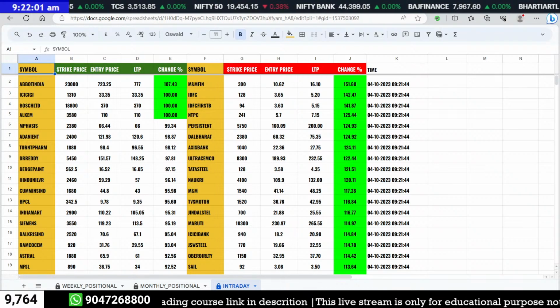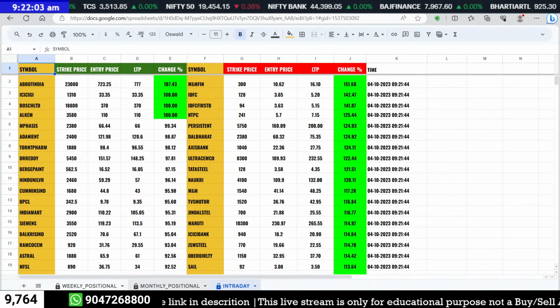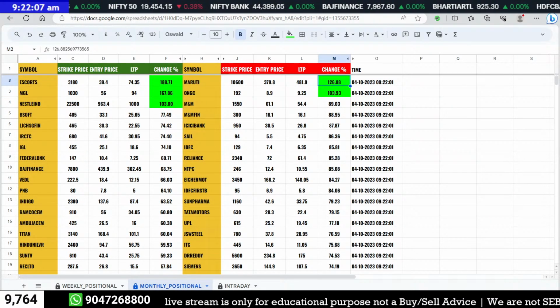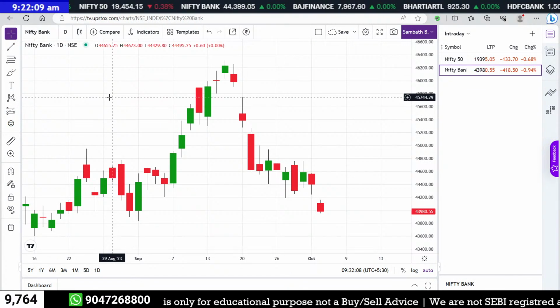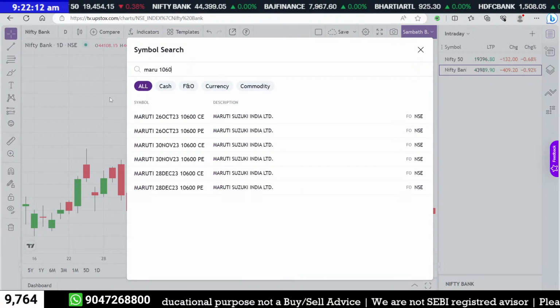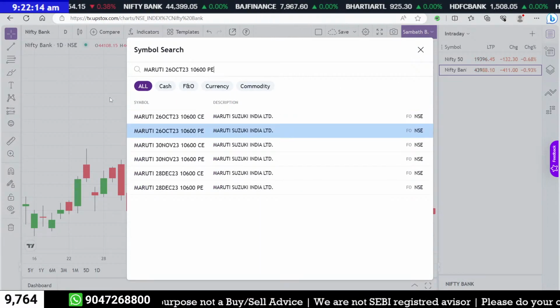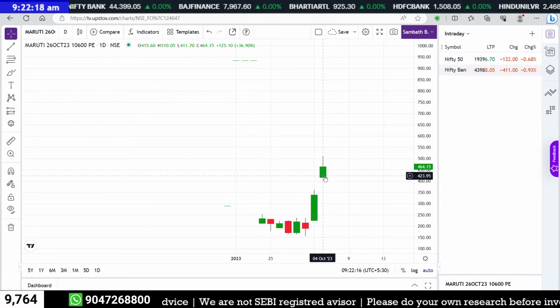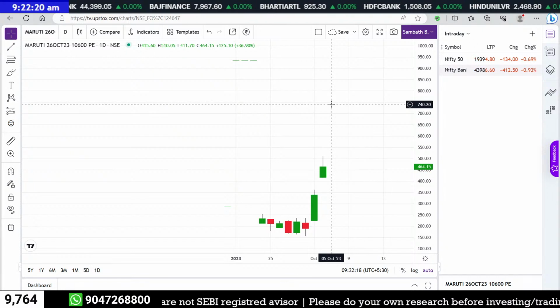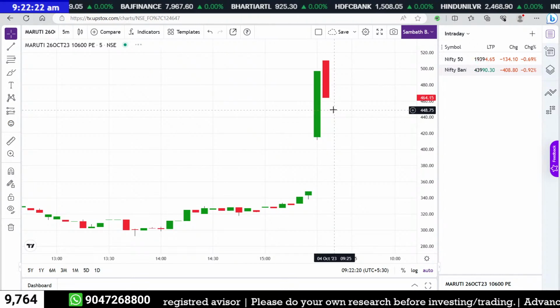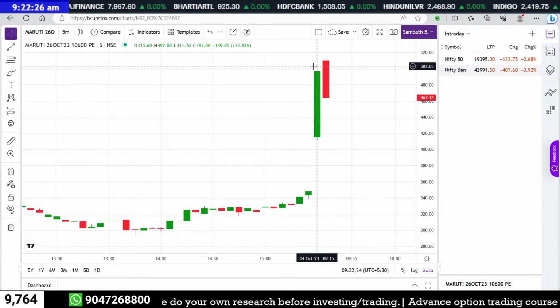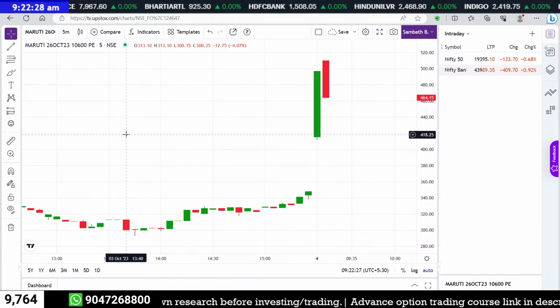If you have any questions or doubts, you can ping me here. But as per our monthly positioning, ONGC and Maruti. Maruti is still moving higher, 10,600. I think it made a high. It was 510, and now it is trading around 464. Better wait for this. It's a gap up one, so don't catch it at the highest level. We should wait for it.